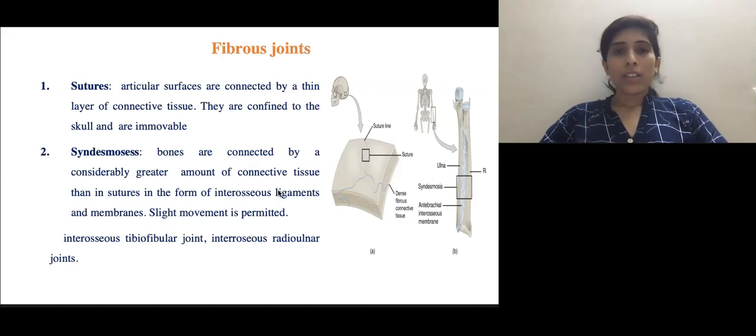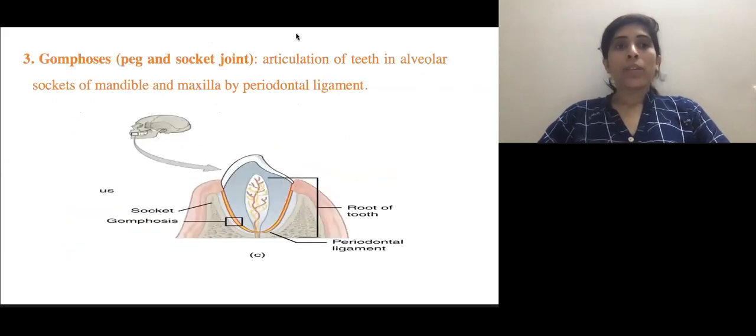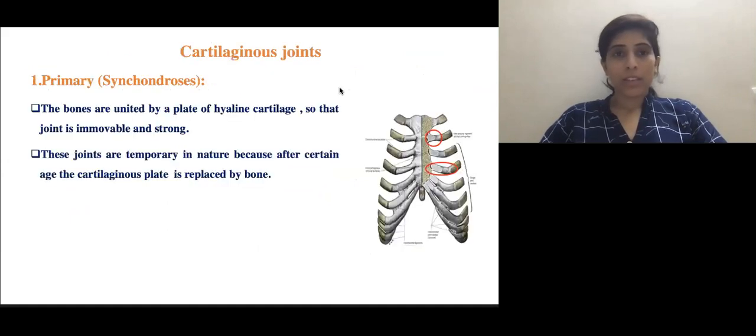So it's a slightly movable type of joint, and the interosseous radioulnar joint is this type of joint. Then gomphosis, also called the peg and socket type of joint, is the articulation of the teeth in the alveolar socket of the mandible and maxilla by the periodontal ligament.